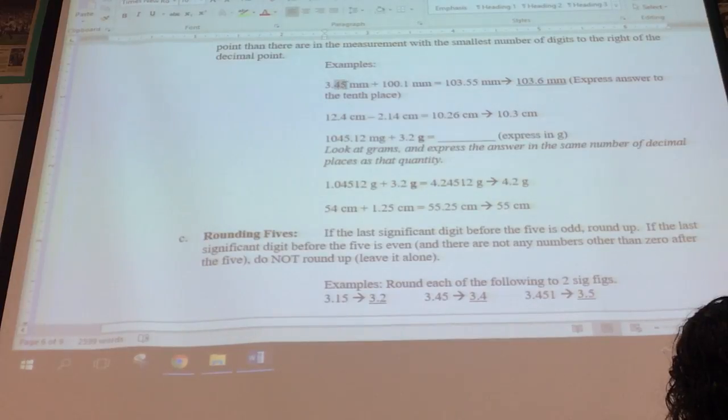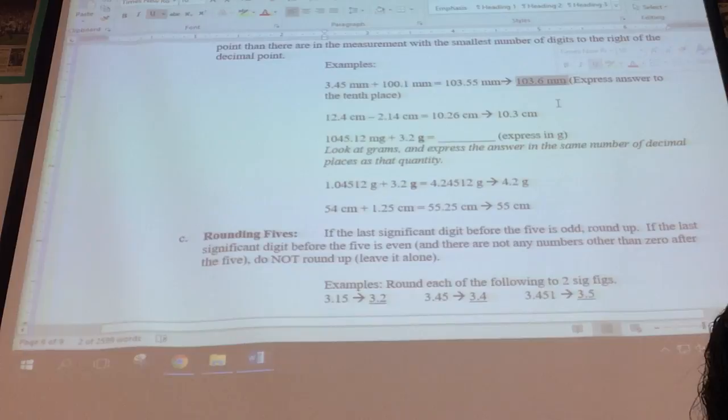Here you have 2 decimal places, or to the 100th. Here you have 1 decimal place, or to the 10th. You add the 2 together and you have 103.55 millimeters. But your answer has to be to 1 decimal place, or the 10th. So you have a 5 followed by a 5. You're going to round it up to 103.6 millimeters. Now expressed with 1 decimal place, maintain that unit.